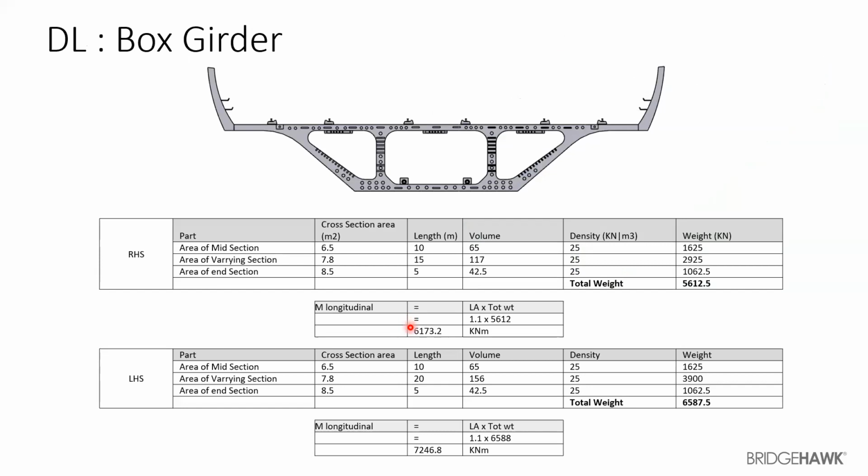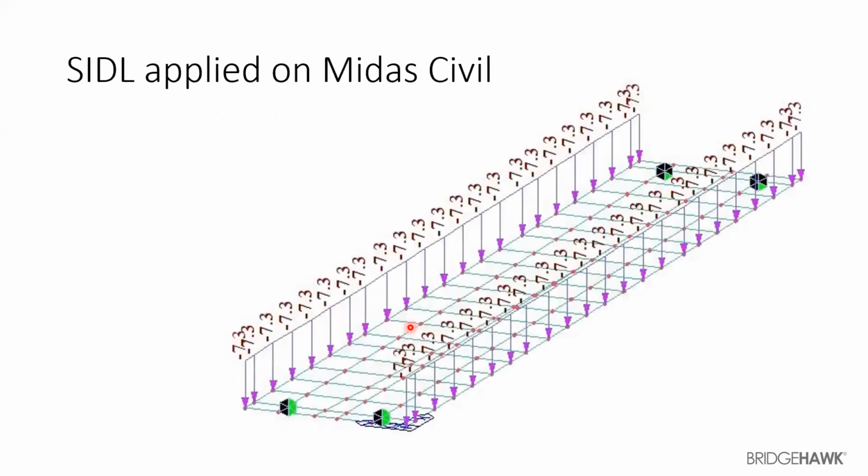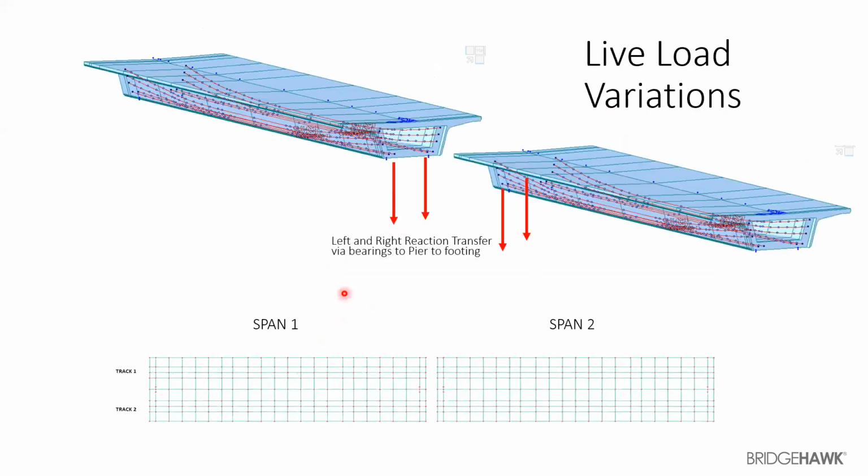All right. So how do we calculate the dead load of a box girder? If you see in the table, there are two different tables. One is for the right-hand side and another one is for the left-hand side. The part that I've mentioned over there is area for the midsection, area for the wearing section, area for the end section. So what that basically tells me is that, yes, the part which is actually resting upon the bearings will have a thicker section.